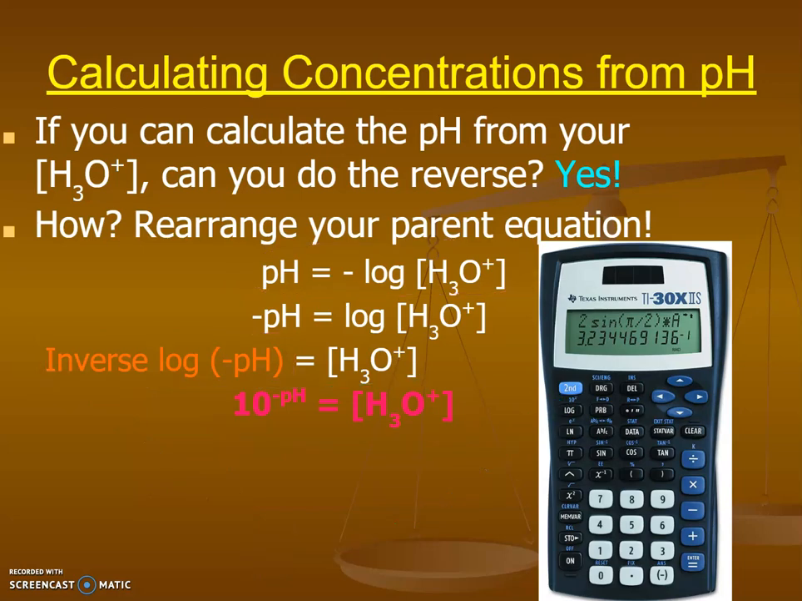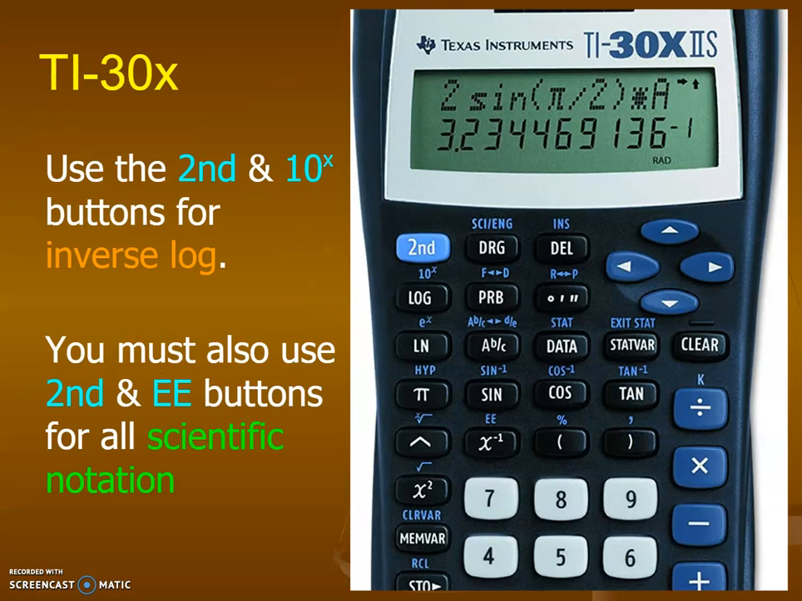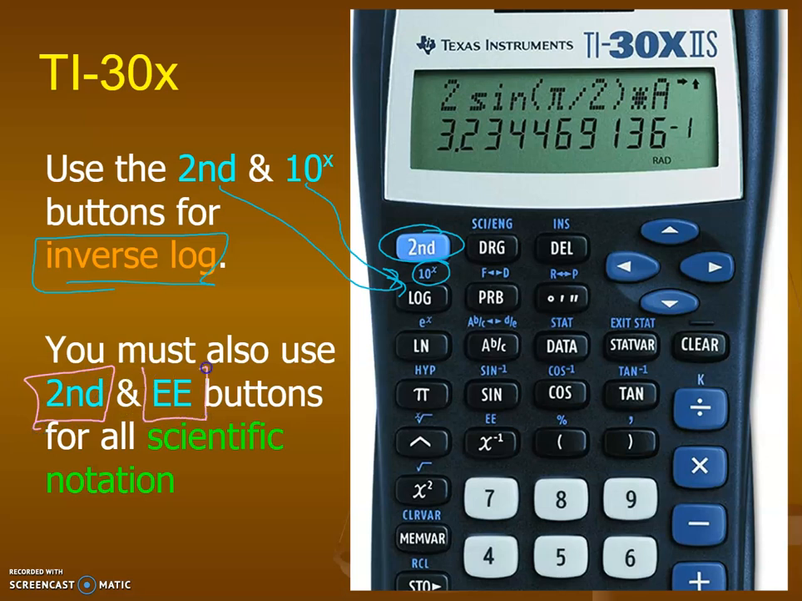On your calculators, you are using these buttons. You have to type in second and 10 to the x, and then you will see that is the inverse log function. That is different than the second and the EE button that you have been using right here for scientific notation, like 1 times 10 to the something. This is what we have been doing all of that preparation since the beginning of the year for, making sure that you understand the correct buttons on your calculator.